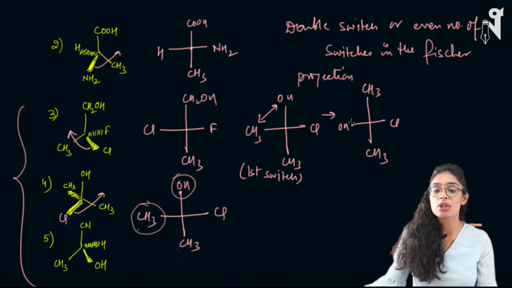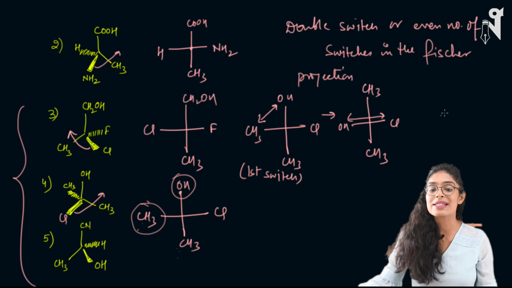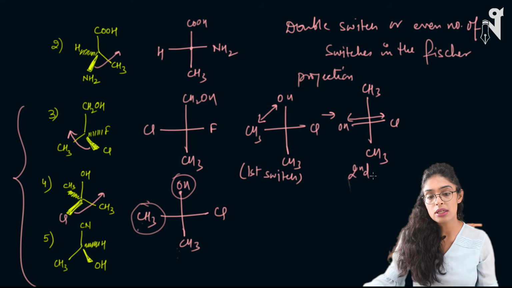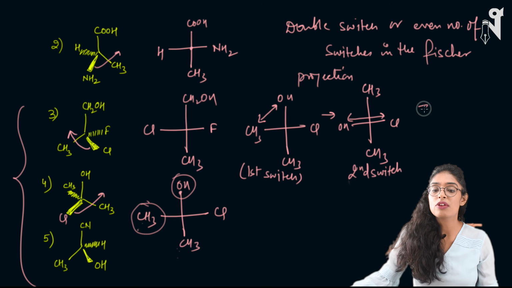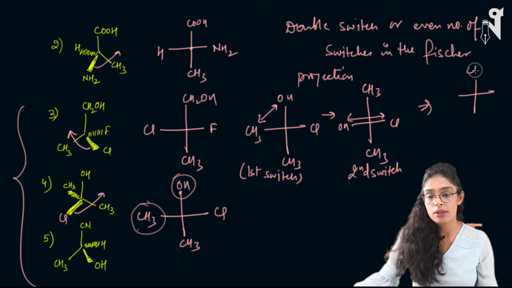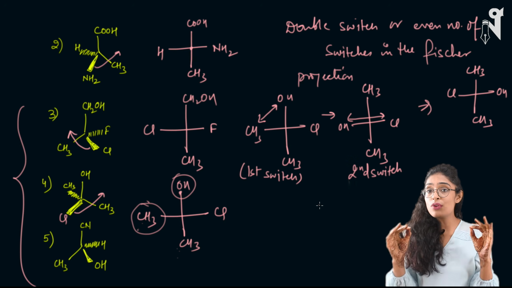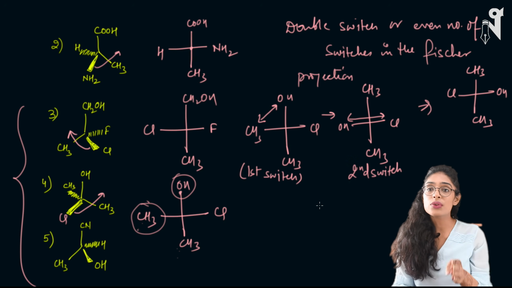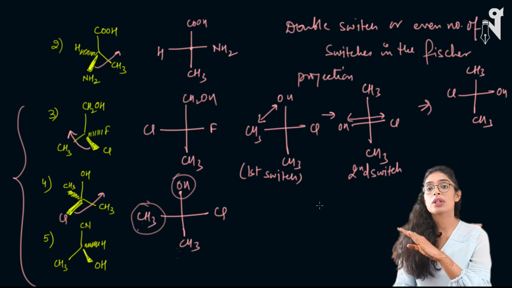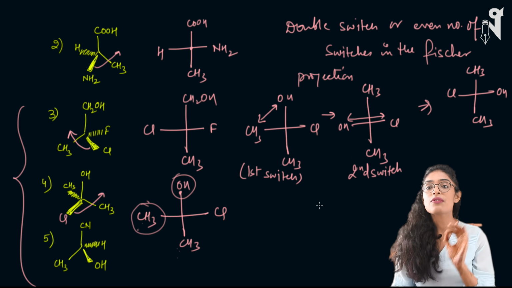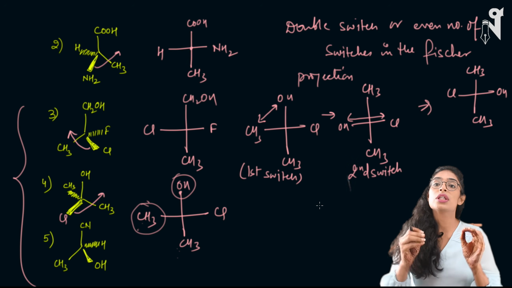Now what will be the second switch? If I do the switching between OH and CH3, then again it will become the same story, which I don't want. So we will do the switch between OH and Cl. We will switch the positions of OH and Cl. This is the second switch. And what will it give me? It will give me CH3, Cl, OH, and CH3. So now I have got the Fisher projection where all the carbons are on the vertical line and the other groups are on the horizontal line. So basically the perfect Fisher projection without changing the configuration.